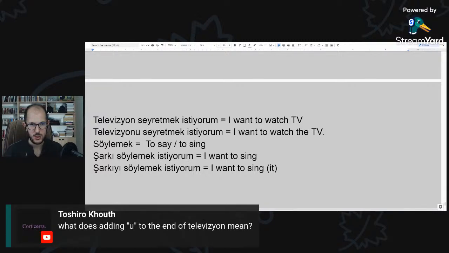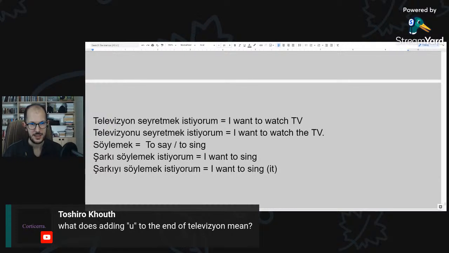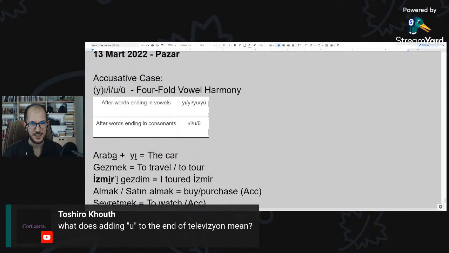So what does adding u to the end of televizyon mean? Ah, okay, so that's the accusative case, right? So the accusative case is a four-fold vowel harmony. So it has four vowel options, four choices. It's not just the ı suffix. It's ı, i, u, and ü. So according to vowel harmony, we have to choose from either of these.